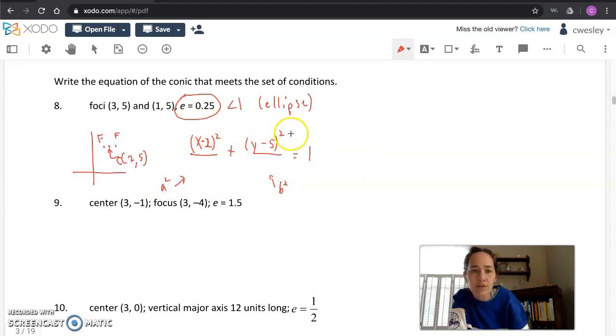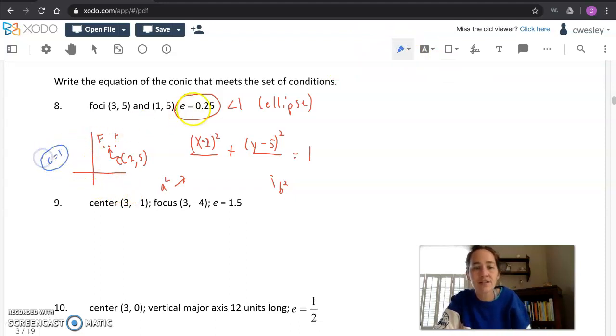And now we've got to figure something out here. Do we know a and/or b and/or c? We got to know at least one of them, and we can use the eccentricity to go the full way. Center to focus, we know. Center to focus in our picture looks like it's 1 unit. So little c equals 1.